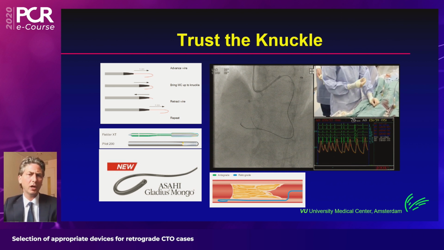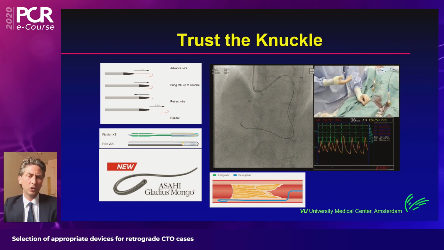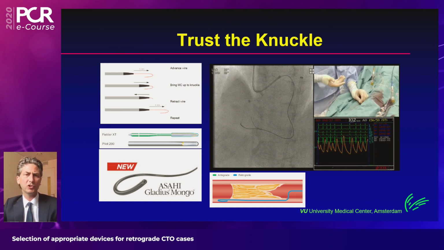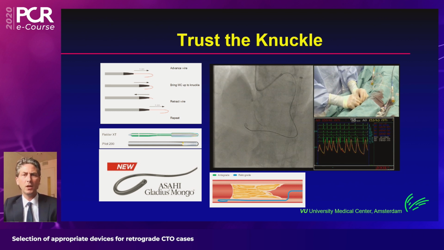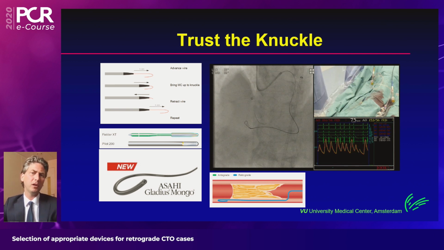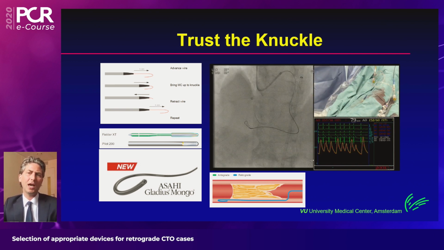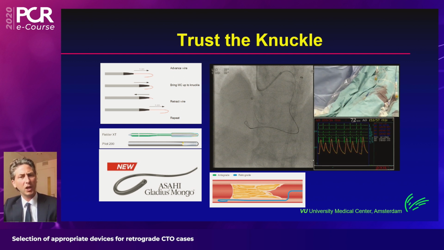And this is often done with what's called the knuckle technique. So you fold over a soft polymer jacketed wire. This would typically be a Fielder XTA, or if you need a firmer knuckle, a Pilot wire. Not to wire yourself through it, but as you can see, you form a knuckle. It has an umbrella shape, and you intentionally dissect through the body of the CTO. And this is a very safe maneuver.